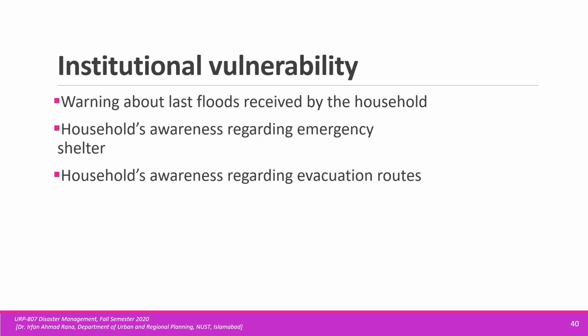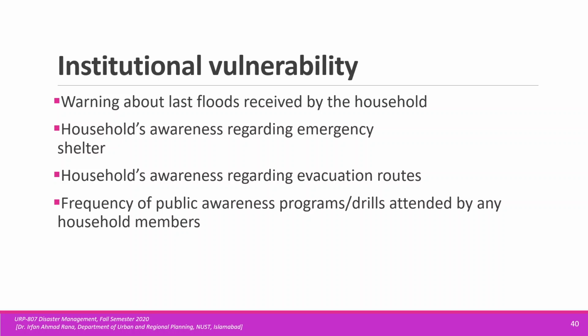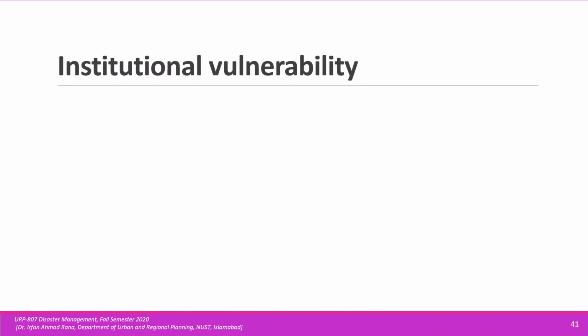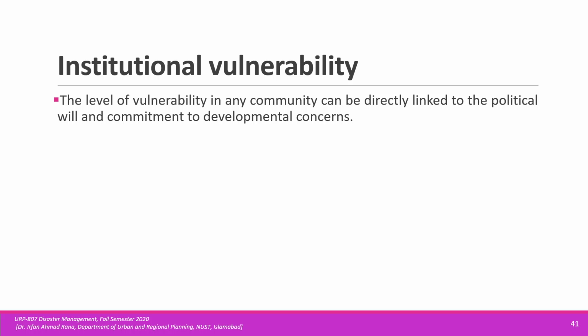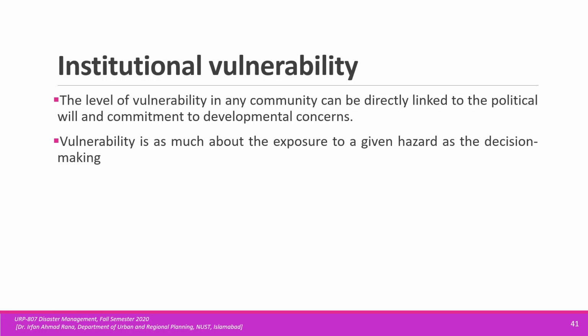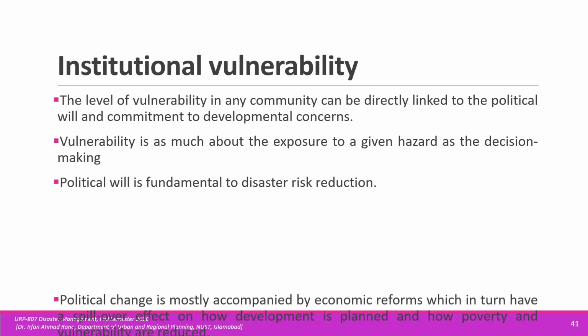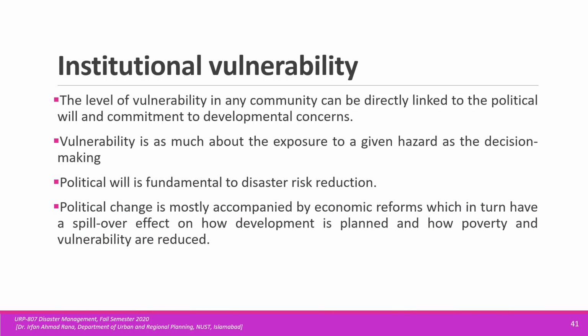It is the job of the institutions to make people aware about possible evacuation routes, and how many public awareness programs or drills are conducted in an area, and whether the people are participating in them. That can be a part of institutional vulnerability. Political commitment and leadership are very important for institutional vulnerability assessment. There we can have a comprehensive debate on how much political leadership is fundamental for effective disaster risk reduction, and how many political reforms are apparent which can help in reducing the vulnerability.